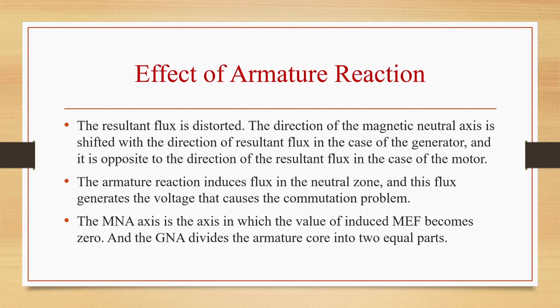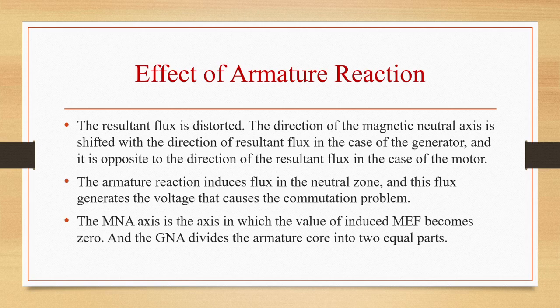The direction of the magnetic neutral axis is shifted with the direction of resultant flux in case of a generator, and it is opposite to the direction of resultant flux in case of a motor. So if the machine is acting as a generator, then the direction of magnetic neutral axis is shifted with the resultant flux, whereas the direction of magnetic neutral axis is opposite to the resultant flux in the case of a motor.